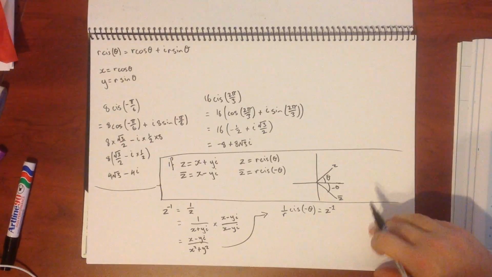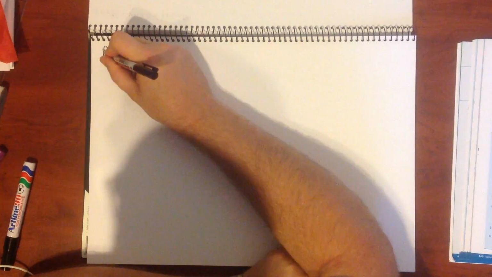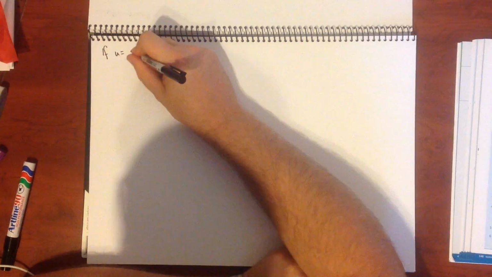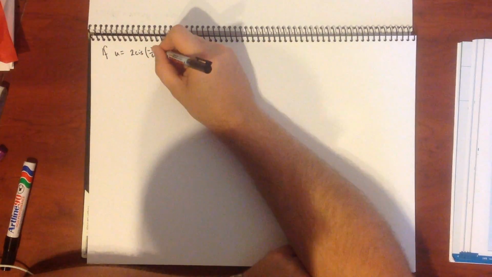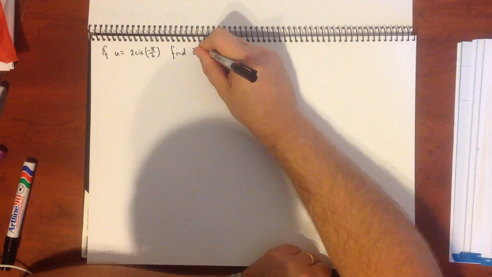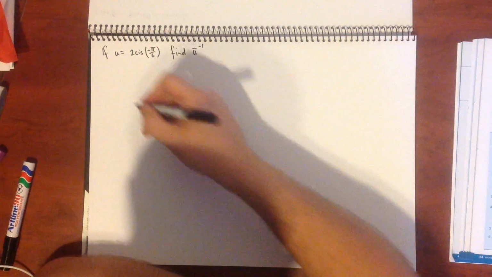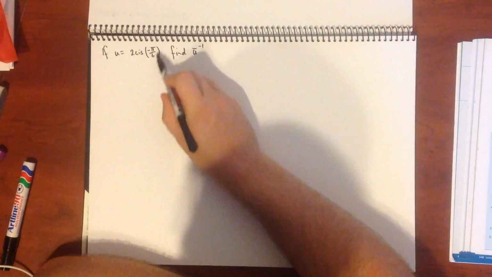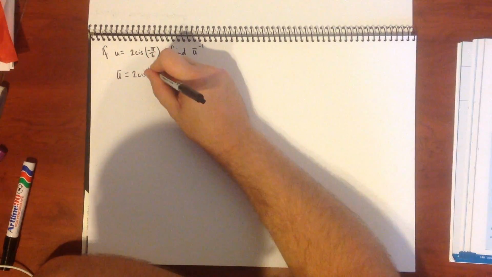So we'll do a worked example utilising this. We're saying if u equals 2 cis of negative pi on 6, then we want to find the inverse of the conjugate. So remember, all we're going to do to find our conjugate is times the angle by negative 1. So u bar equals 2 cis of positive pi on 6 now.